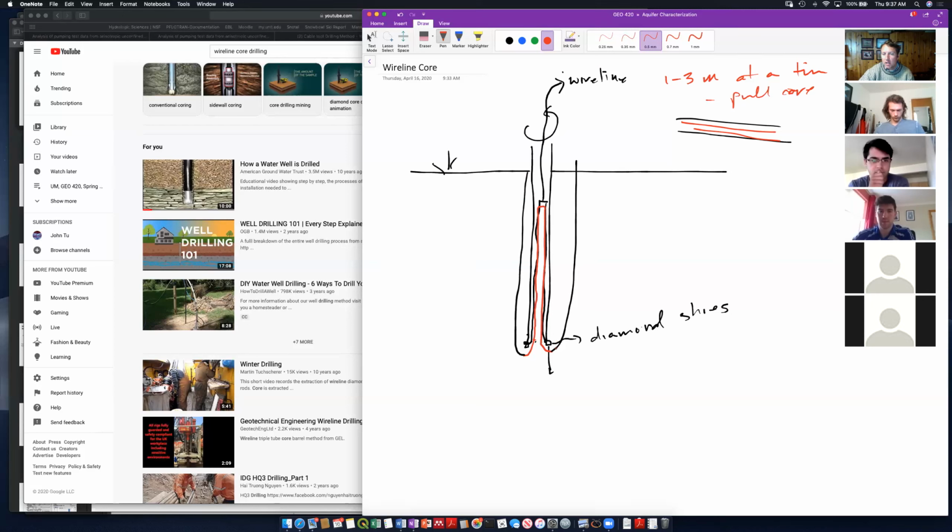Now, when I am drilling rotary, I have to circulate fluid so the water can flow around the core tube and out and back up. So it brings up mud, but I'm collecting core. This is the most expensive.